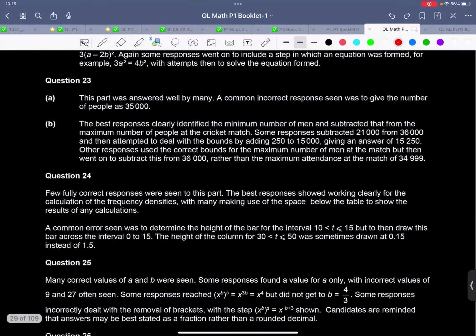Let's look at this upper bound, lower bound question. The part was answered well by many. A common incorrect response seen was giving the number of people as 35,000. The best responses clearly identified the minimum number of men and subtracted that from the maximum number of people at the cricket match. Some responses subtracted 21,000 from 36,000, which is wrong. Other responses used the correct bounds for the maximum number of men, but went on to subtract this from 36,000 rather than the maximum attendance, that is 34,999.